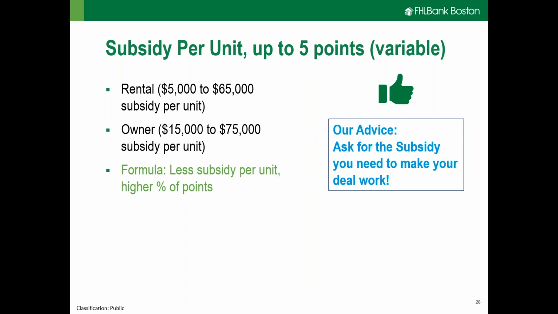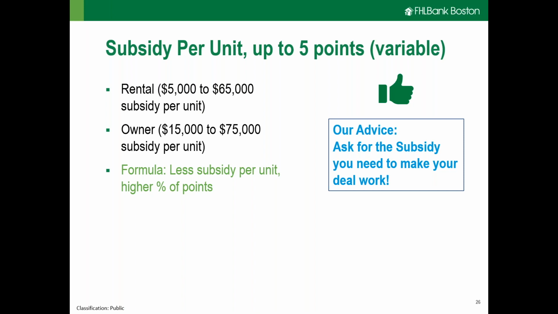You can do this on your own with the IP. The basic formula is the maximum subsidy per unit minus the requested subsidy per unit, divided by the maximum minus the minimum, times 5 points. Sounds confusing, but it's actually really easy to do. It's in the IP. You can self-score this. The ranges for points on rentals are $5,000 to $65,000 per unit to get in the scoring range for rental, and $15,000 to $75,000 for ownership.